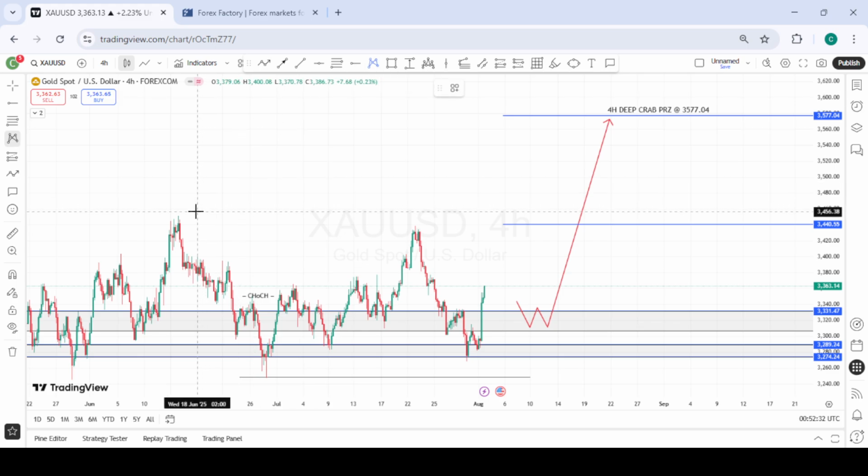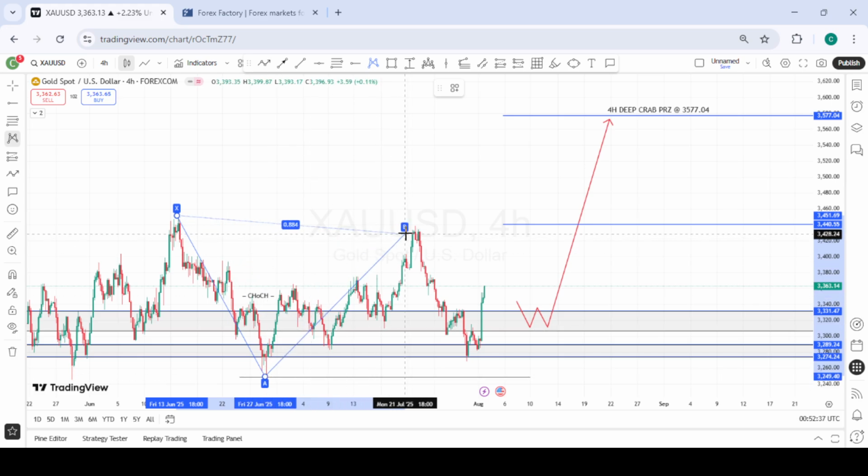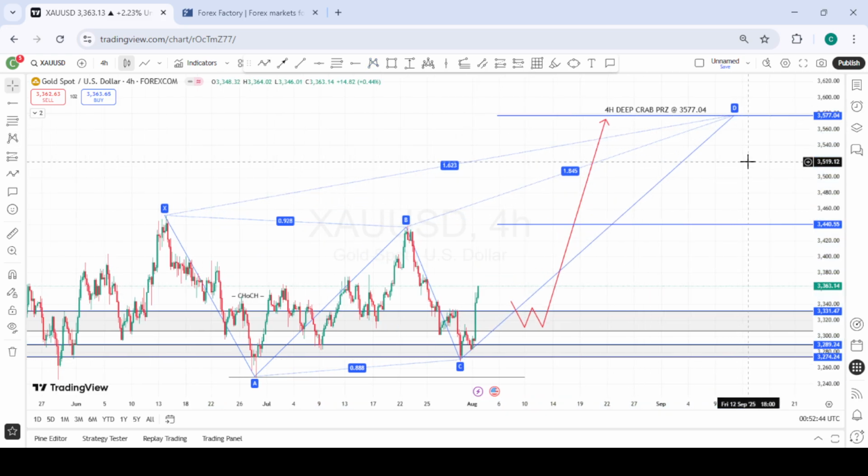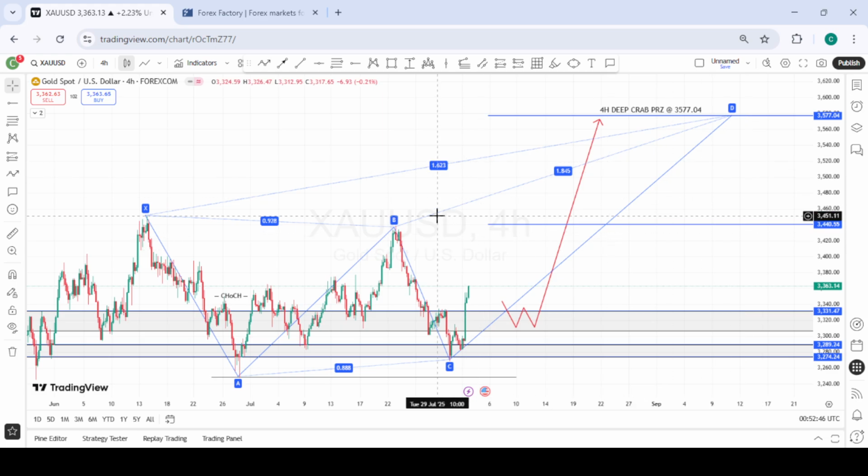So this is the pattern I'm talking about. This is our X, this is our A, this is our B leg, this is our C leg. We are looking forward to a potential D leg. So I'm very bullish on gold for the coming week.